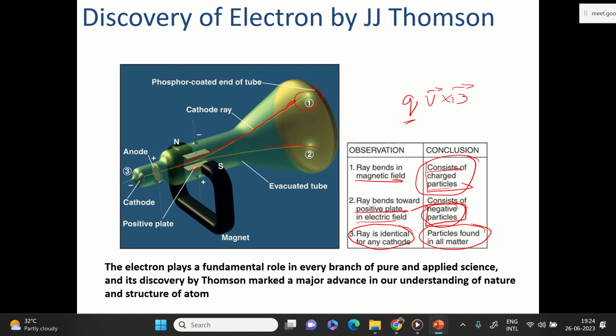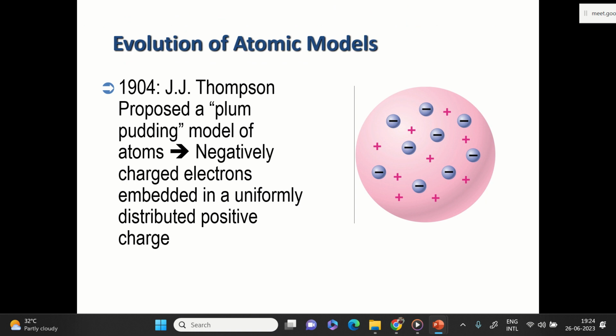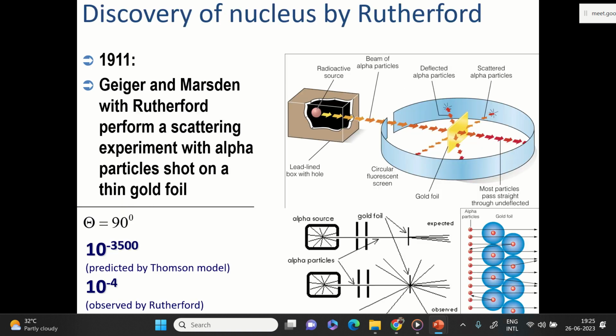And if you change the cathode material, every time the results are the same. So that is very fundamental. ये पहली चीज जो हमें समझ में आई. और इसी तरह से फिर जे जे थॉमसन ने अपने हिसाब से एक मॉडल सजेस्ट किया, फर्स्ट एटॉमिक मॉडल. तो उसने कहा कि अगर ओवरऑल एटम न्यूट्रल है, तो पॉजिटिव चार्ज समथिंग लाइक दिस, प्लम पुडिंग मॉडल. सो ये सब चीज़ें तो बहुत पुरानी होगी.